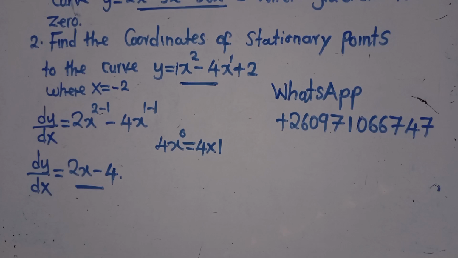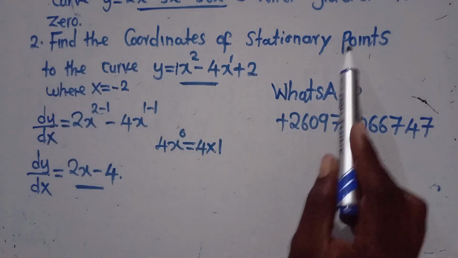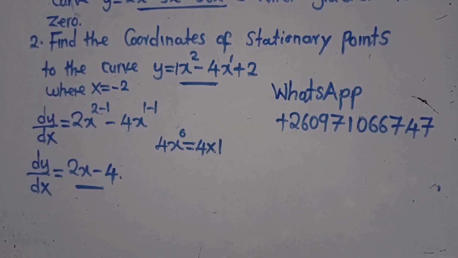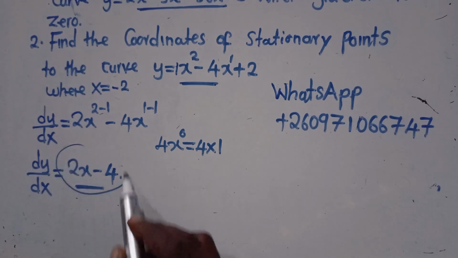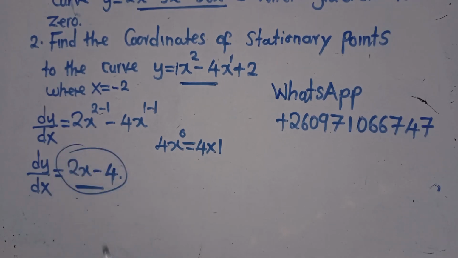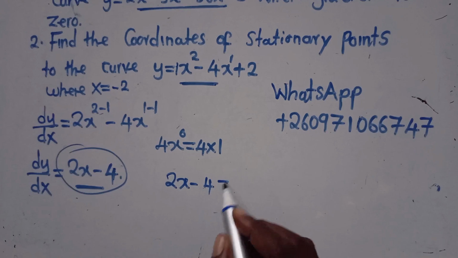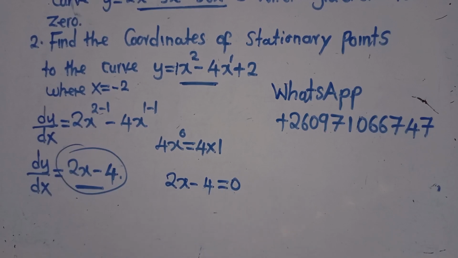So now for us to answer this, we are told to find the coordinates of the stationary points on the curve. As you can see, the gradient is not given. If the gradient is not given, just assume that the gradient is 0. You get this, which is called the gradient function, then equate to 0. So 2x minus 4 equal to what? 0. You solve this equation.